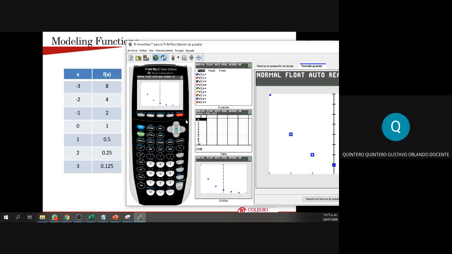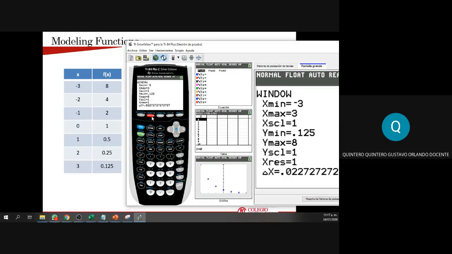How about that, guys? Profe, ¿lo puede poner otra vez, porfa? Sure. What part? Window, porfa. Window, sure. There it is. This is not negative 1.5. This is 0.125, right?